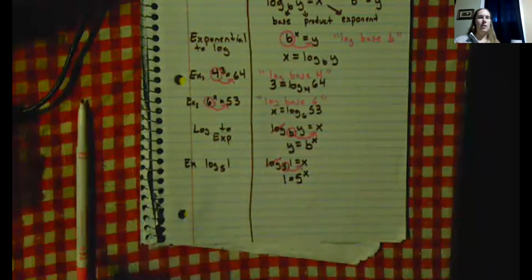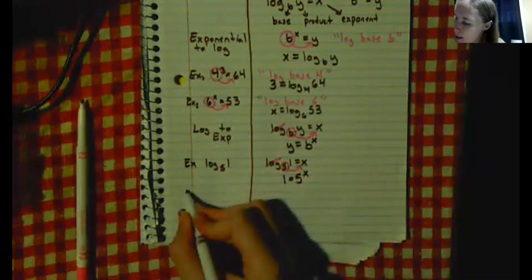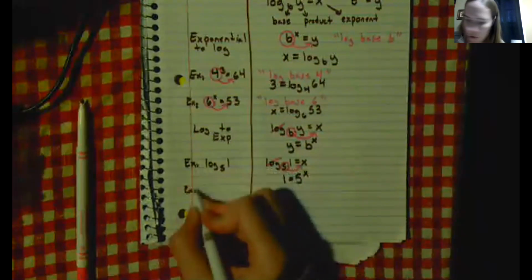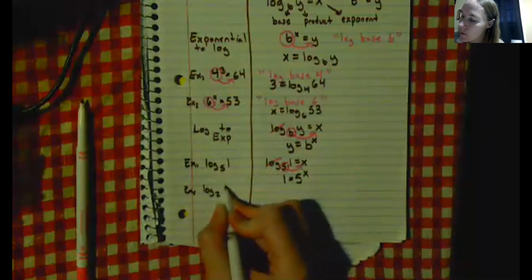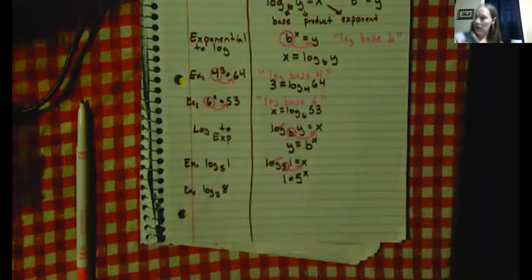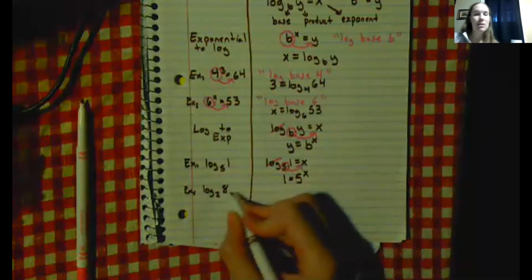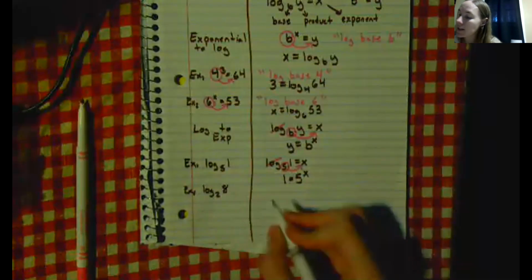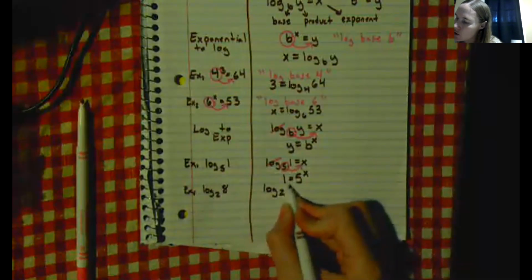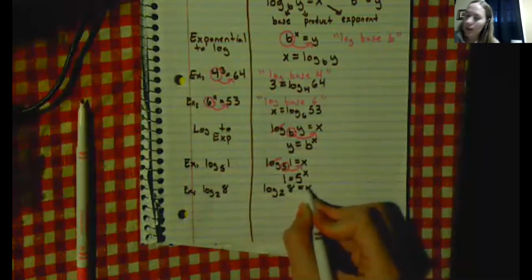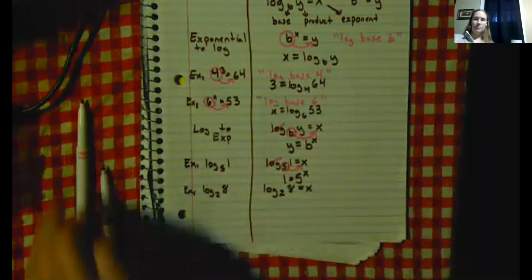So let's look at another one. Let's say we have log base 2 of 8. So again, this one's not equal to anything, so I have to set it equal to something. So I have log base 2 of 8 equals x.